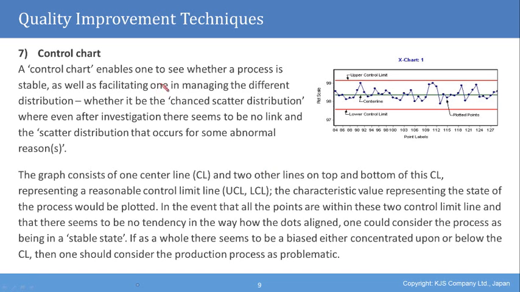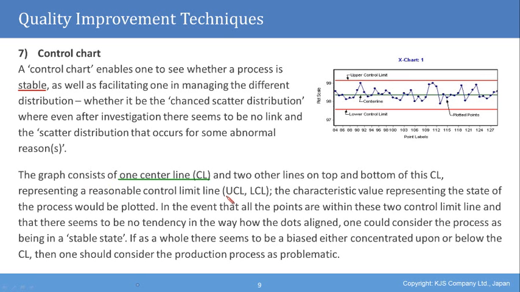A control chart enables one to see whether a process is stable, as well as facilitating one in managing the different distributions, whether it be the chance scatter distribution, where even after investigation there seems to be no link, and the scatter distribution that occurs for some abnormal reasons. So now we're talking about the stability of processes. If we now first take a look at this chart, we see that the graph consists of one center line, and we abbreviate that to CL. You can see the green center line here, and two other lines on top and bottom of this center line, representing a reasonable control limit line.